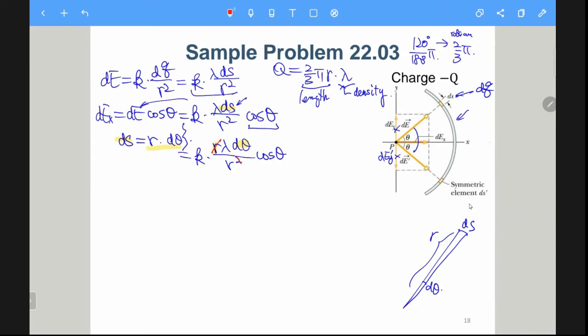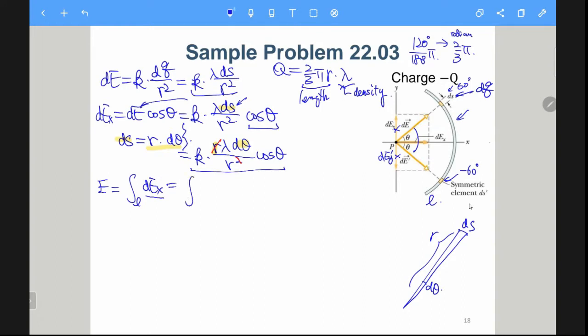Okay, so now we can try to do the integration, because we know theta could be from here is negative 60 degree, or in radian, which is minus pi over 6. This is 60 degree, which is pi over 6. So we can try to find the overall E, which is the integration of dEx, over this rod L. So put an L here. So dEx is actually this one. So we just plug it here.